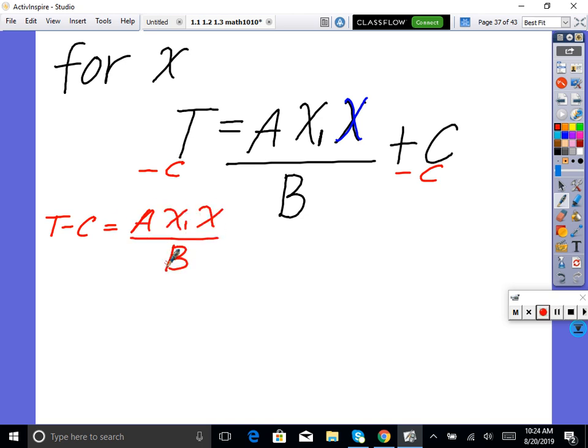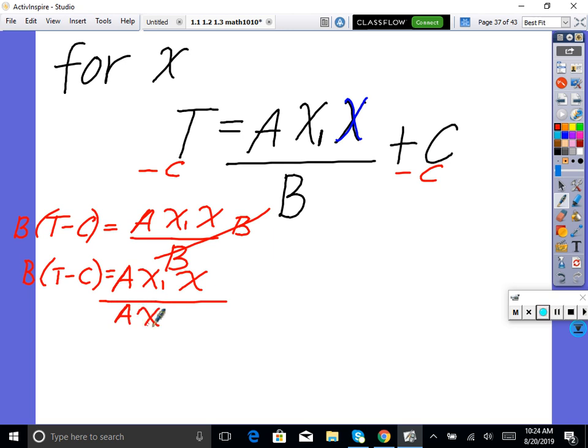Now what? Times by B, but now don't I need parentheses here? Yes, because you're timesing that entire side by B. So we have B times (T minus C), if these are gone, equals A x1 X, and last step, A and x1. Won't that get rid of it, everyone? Divide by A and x1. And then we've reached our goal. X is all by itself. You just piece by piece get the variable alone. Being very careful.